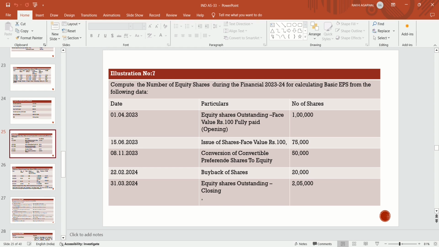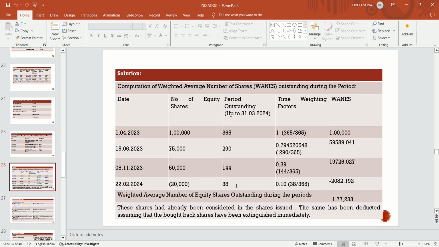opening, that is 1 lakh, is the outstanding balance at the beginning of the year. 75,000 is the fresh issue. 50,000 is the conversion from preference shares to equity. That makes 2,25,000, and 20,000 shares are to be bought back. So 2,05,000 shares become the closing outstanding at the end of the year 23-24. Now how to compute it? That is the weighted average number of equity shares outstanding during the period.